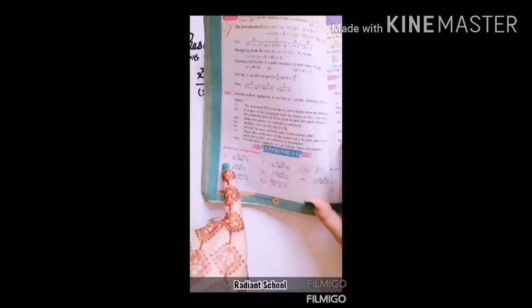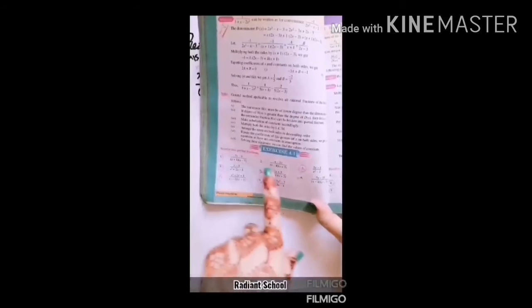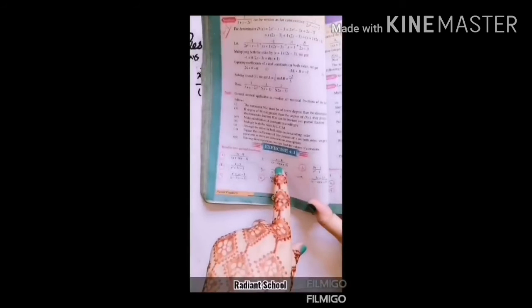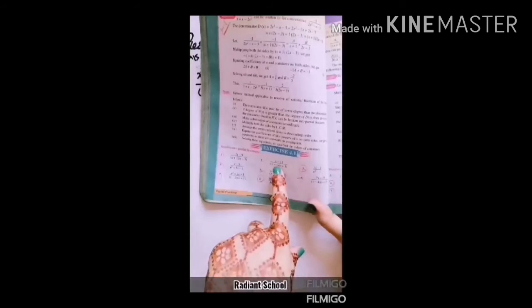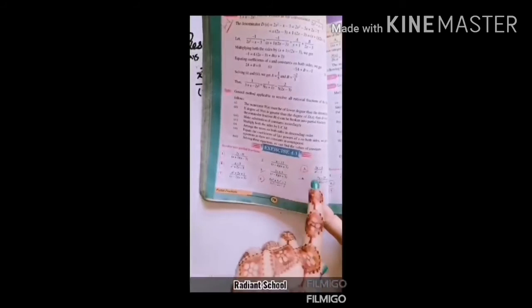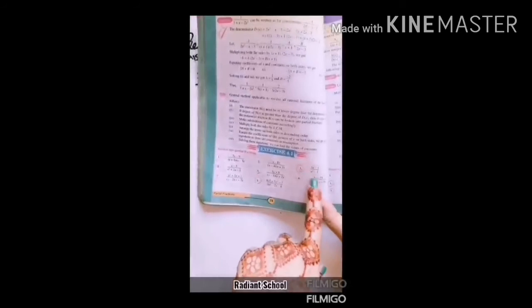From the book, I have solved exercise 4.1. I have solved question number 1. Question number 2 is the same as question number 1. The denominators are linear, non-repeated. In this exercise, the first method is non-repeating linear factors. Question number 2, question number 3.